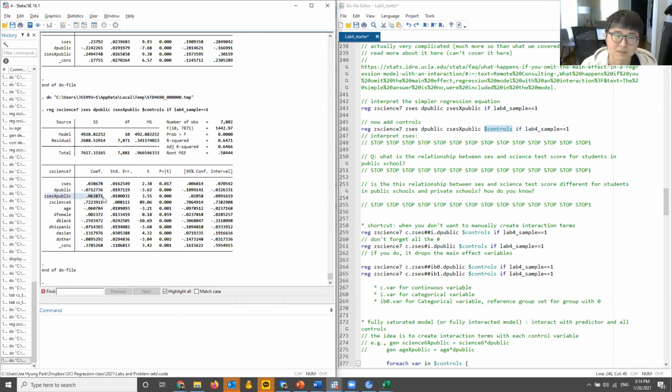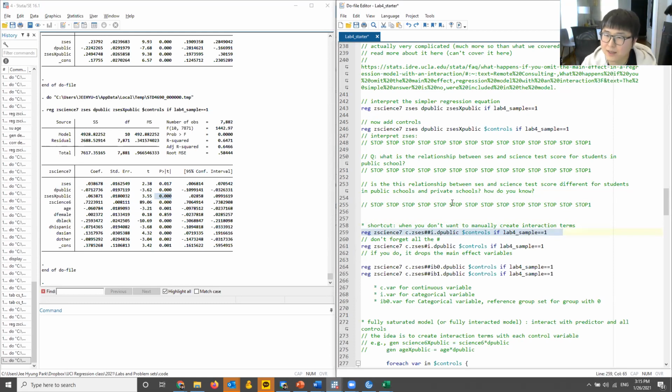Just like before, everything's the same, except in your interpretation, you know that you're comparing students with similar demographic characteristics and prior year test score. And then this tells you the same thing, how the relationship between SES and science for the two groups is different, and whether that's significant, and it is. You're simply controlling for things, but your interpretation doesn't change, except for the comparison part. Okay.